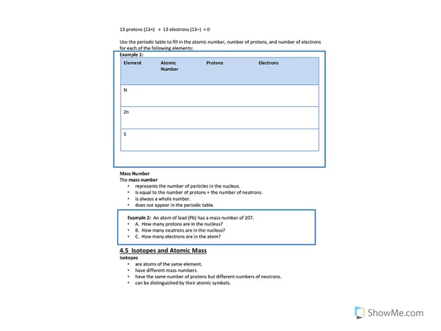Let's use the periodic table to fill in the atomic number, number of protons, and number of electrons for each of the following elements. Nitrogen. Where is nitrogen on the periodic table? What kind of an element is it? Looking at our periodic table, we can see that nitrogen appears on the right-hand side of the periodic table. Therefore, nitrogen is a nonmetal. It is likely dull, and brittle. Its atomic number is 7. It has 7 protons. Because it is neutral, it also has 7 electrons.